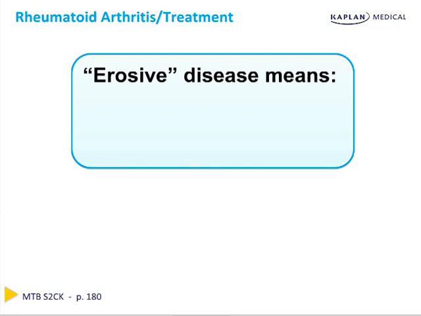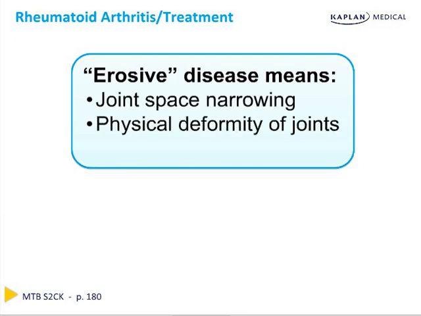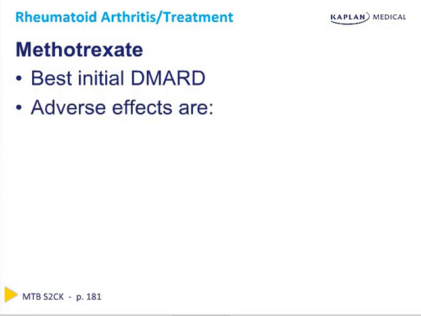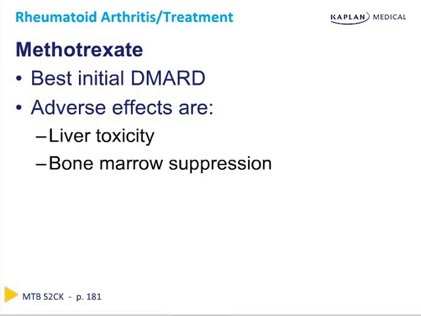Erosive disease means three things: joint space narrowing, physical deformity of the joints, and other X-ray abnormalities. Methotrexate is the best initial DMARD for rheumatoid arthritis. However, it has three particular adverse effects you need to know for the USMLE. The first is liver toxicity. The second is bone marrow suppression, and the last is pulmonary toxicity.